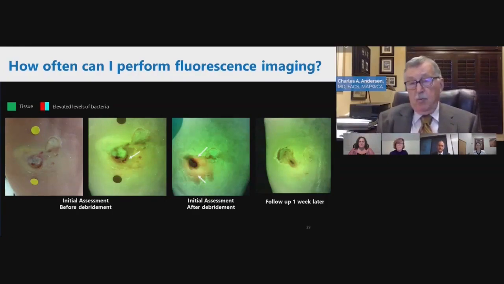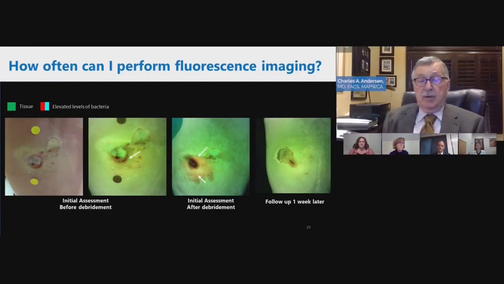So how often can I perform imaging? Generally, we don't do it more often than once a week, but the information that you obtain from the scan can guide you as to how often that patient is going to return to the clinic and how often you're going to repeat that scan.